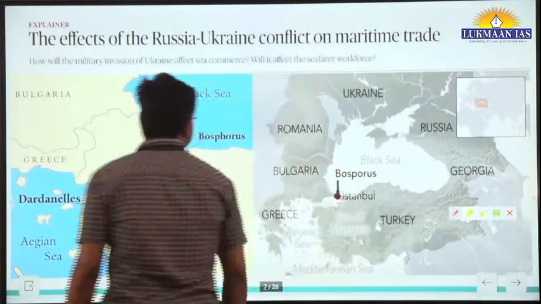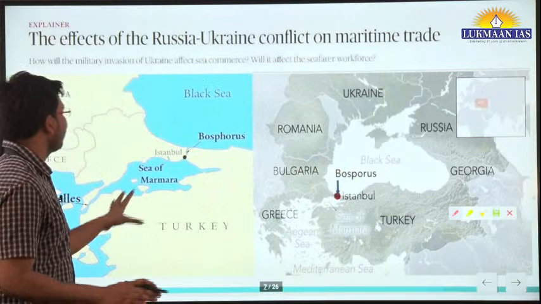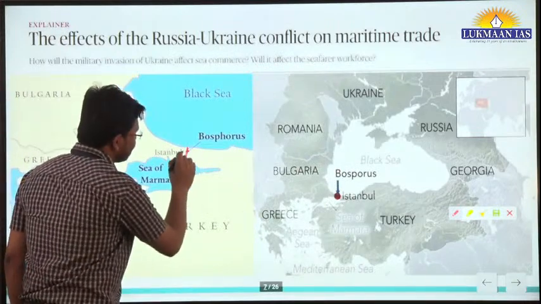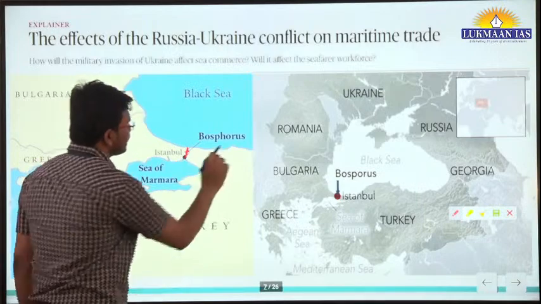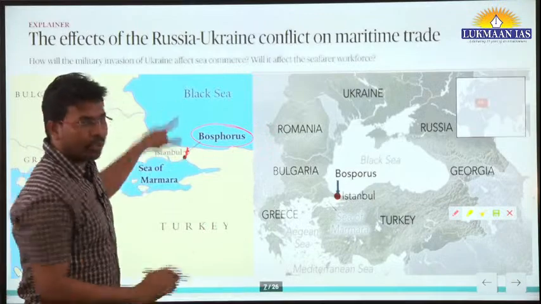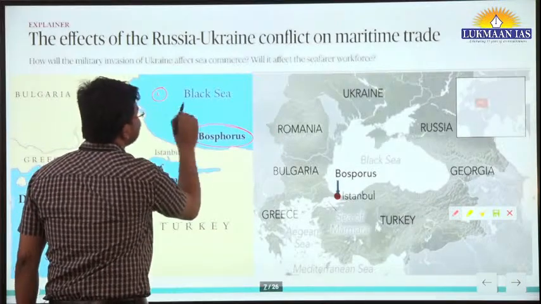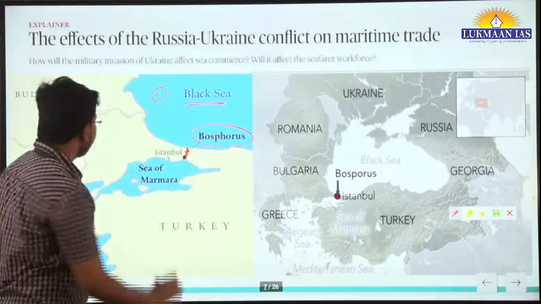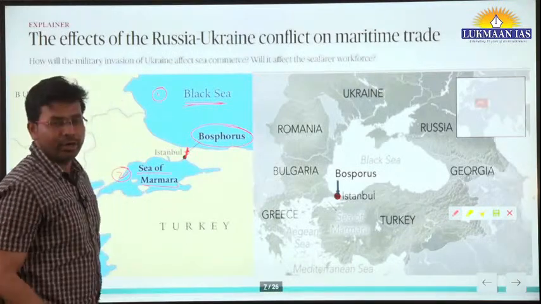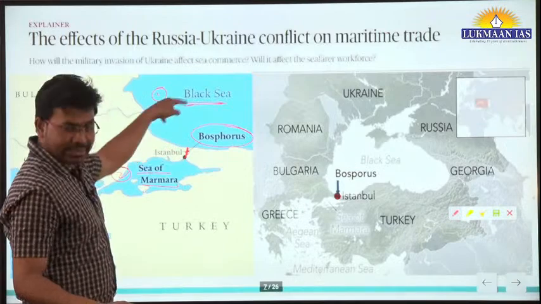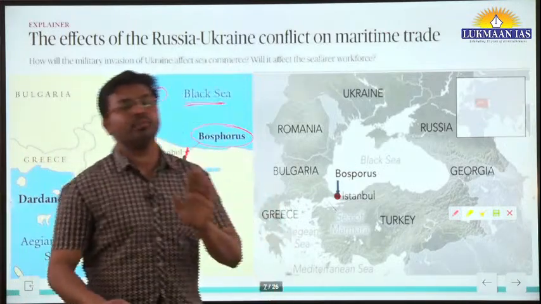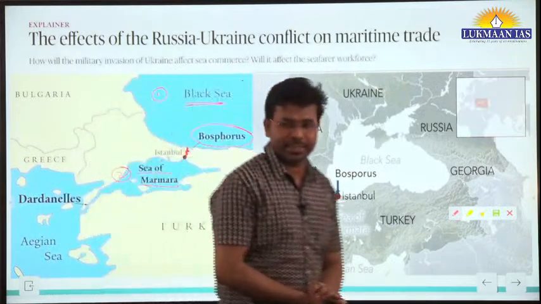Now let us understand the location of the Bosphorus Strait. This is the Bosphorus Strait, the red one, and it connects two big water bodies. One water body is the Black Sea, the second is the Sea of Marmara. So the Bosphorus Strait connects the Black Sea and the Sea of Marmara. This is important information for the prelims exam.